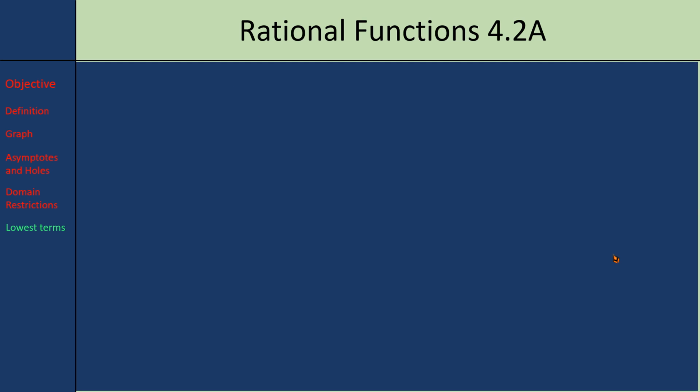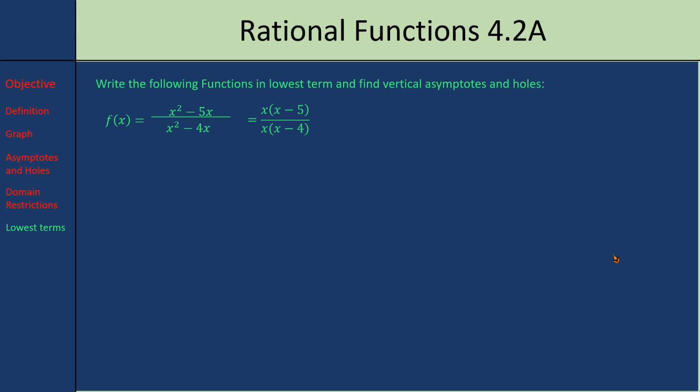So the lowest terms: these rational functions can be simplified, can be reduced into lowest terms. We want to find the lowest terms, and this can help us find out whether we have asymptotes or holes. So let's do the lowest terms first. Here's a function, and what I want to do is factor the top and factor the bottom. Factor out x on top, I have x times x minus 5. Factor the x at the bottom, x times x minus 4, and then you can cross out common factors. So I'm going to cross out the x with the x and have x minus 5 over x minus 4. That is my lowest term.